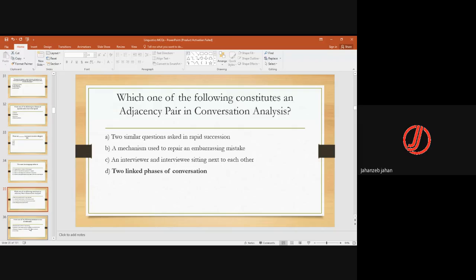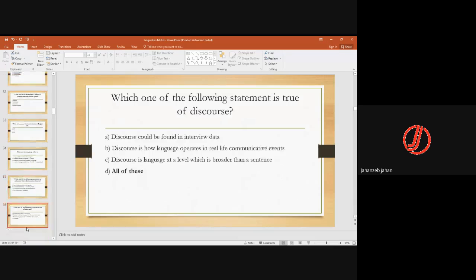Which one of the following constitutes an adjacency pair in conversational analysis? So that is two linked phrases of conversation. के जो लिंक है, क्या हाल है, मैं ठीक हूँ और सुनाओ सब ठीक ठाक. सो ये जो पेयर्स लिंक होते हैं आपस में, दे आर सेट्स.